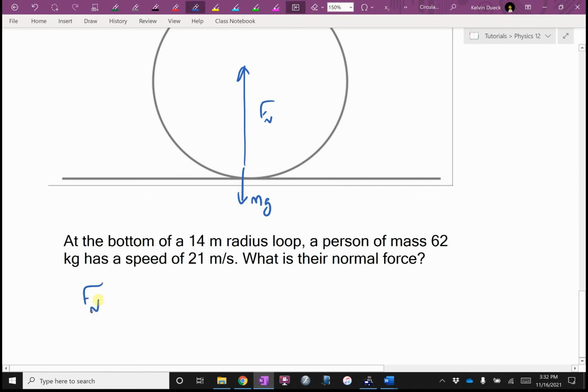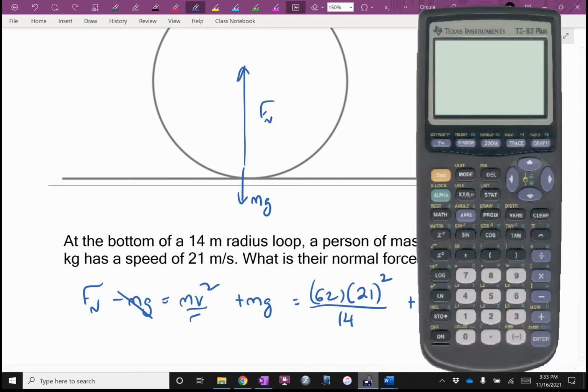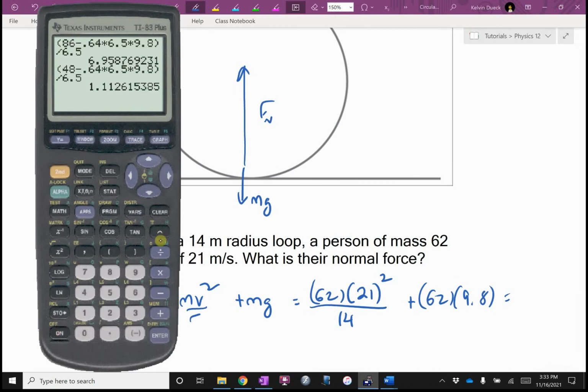I guess normal force minus mg equals mv squared over r. What do they want me to find? So I think I would plus that. And then it's just going to be 62 times 21, don't forget the squared, divided by 14 plus 62 times 9.8. I have to crunch this to see how off I am. 62 times 21 squared divided by 14 plus 62 times 9.8.